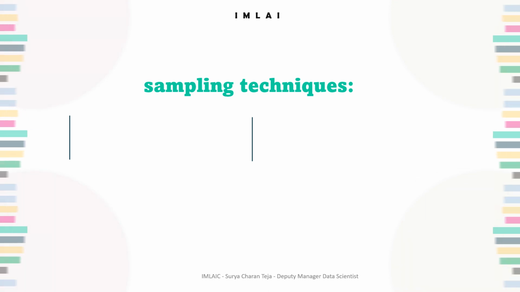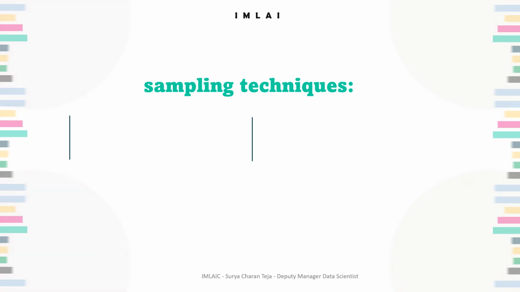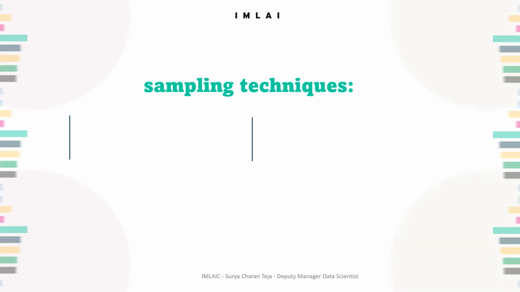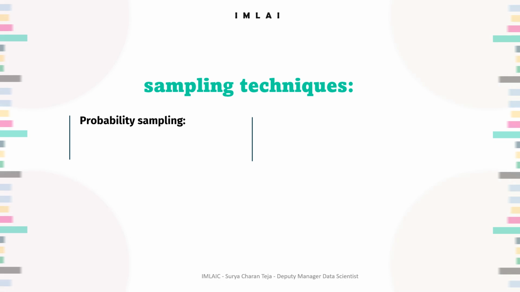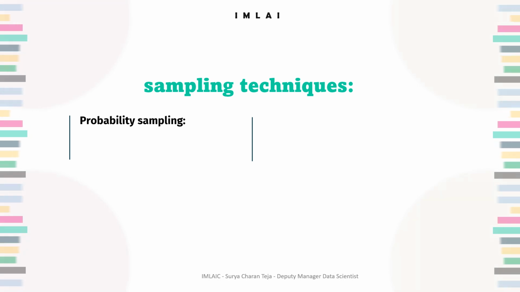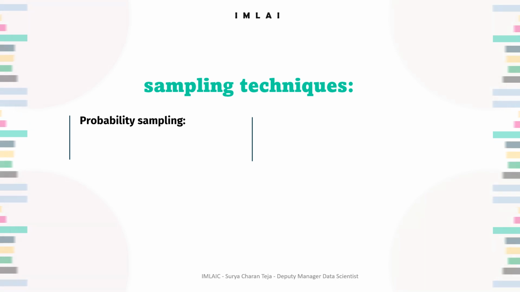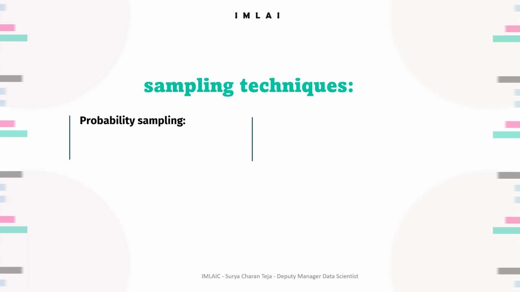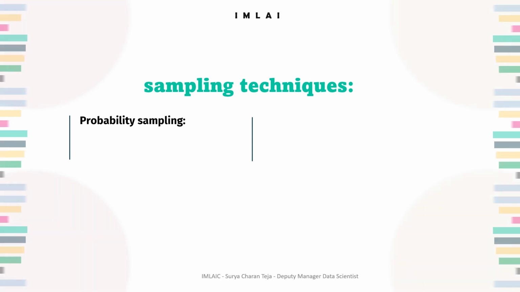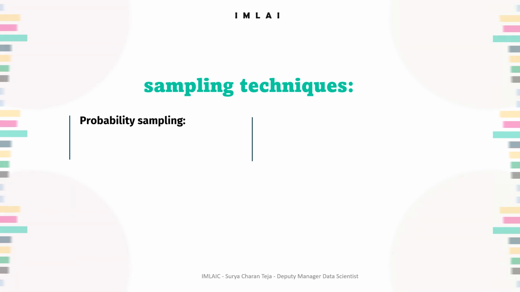So there are different sampling techniques. Sampling techniques are broadly classified into two types. One is probability sampling and the second one is non-probability sampling. In probability sampling, the samples are chosen based on probability theory. I hope you know some of the basics of probability. If you're not sure, just go through my intuitive probability for you course. So based on the probability theory, the sampling is done.